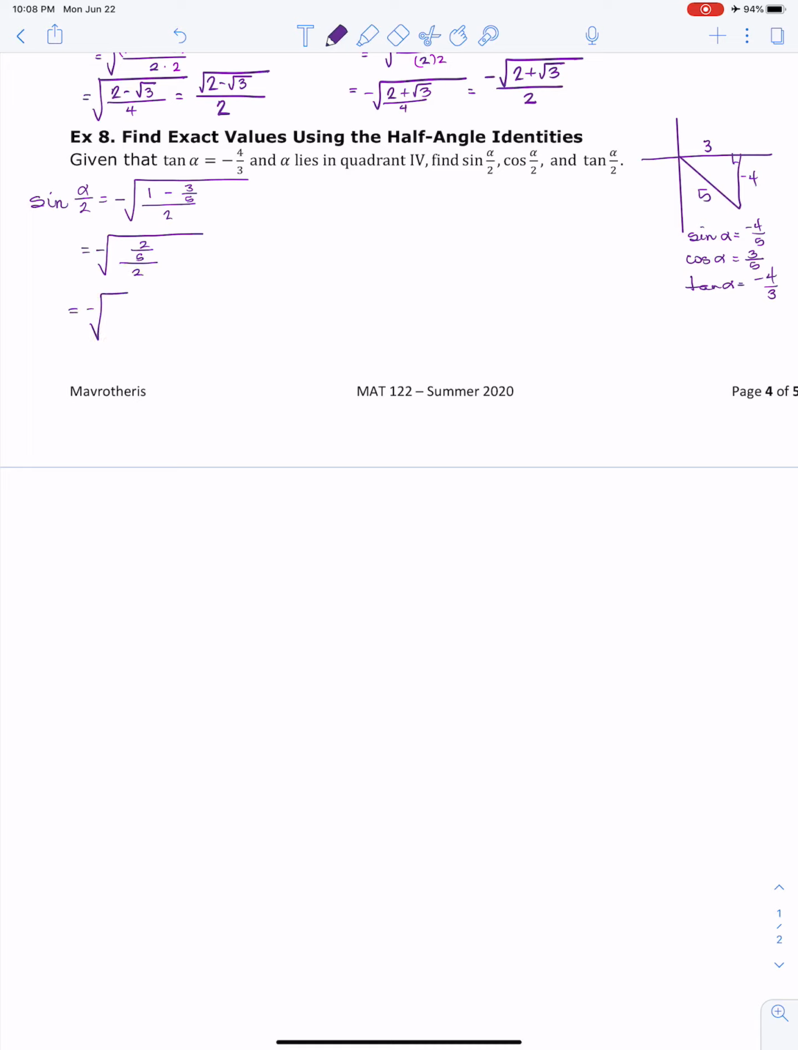I get the negative square root of 2 over 10, or the negative square root of 1/5. We could write that as square root of 1 over square root of 5, and then rationalize the denominator. Because square root of 1 is just 1. So I get negative square root of 5 all over 5.